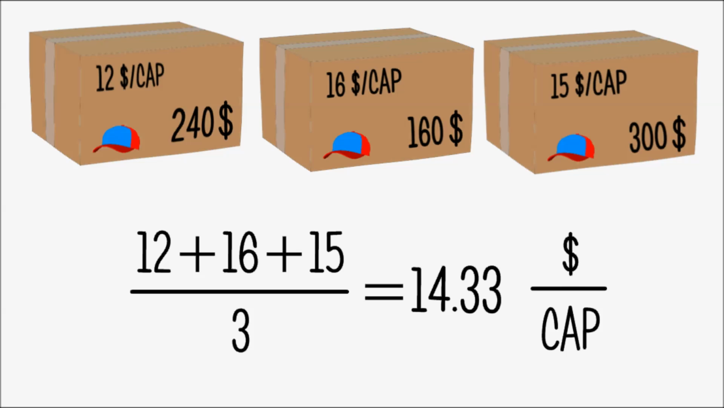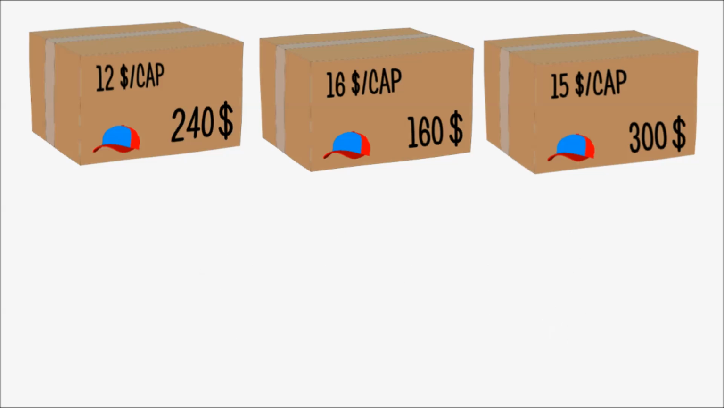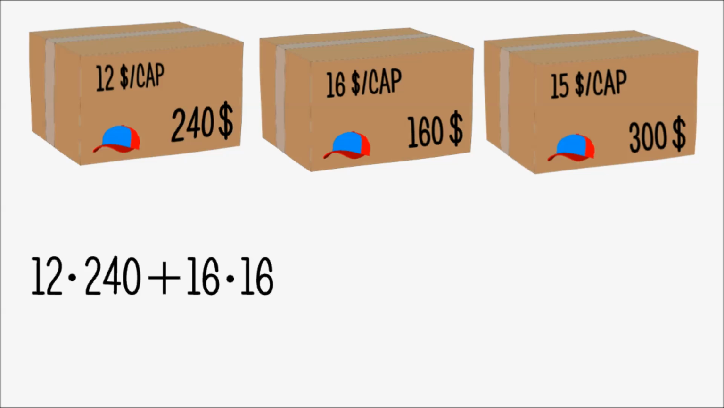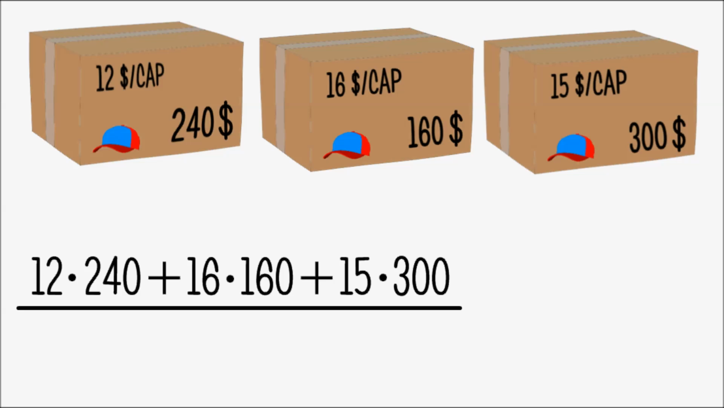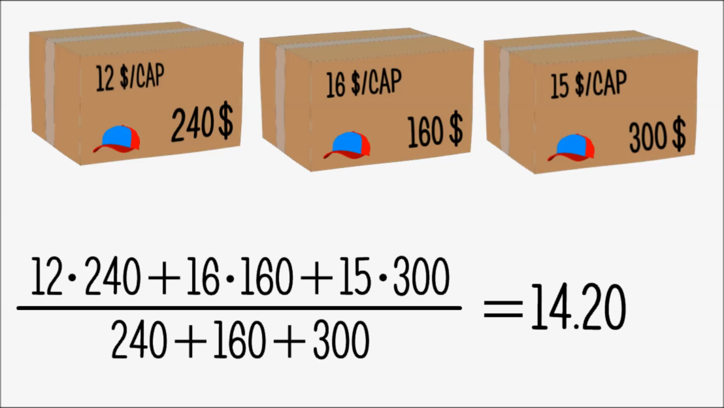Catwin thinks for a moment and realizes that not only the prices were different, but that he also bought 3 different volumes, one at a total cost of $240, one at $160 and one at $300. Therefore, maybe the weighted arithmetic mean might be more appropriate. Catwin calculates 12 times 240 plus 16 times 160 plus 15 times 300 divided by 240 plus 160 plus 300 equals 1420.